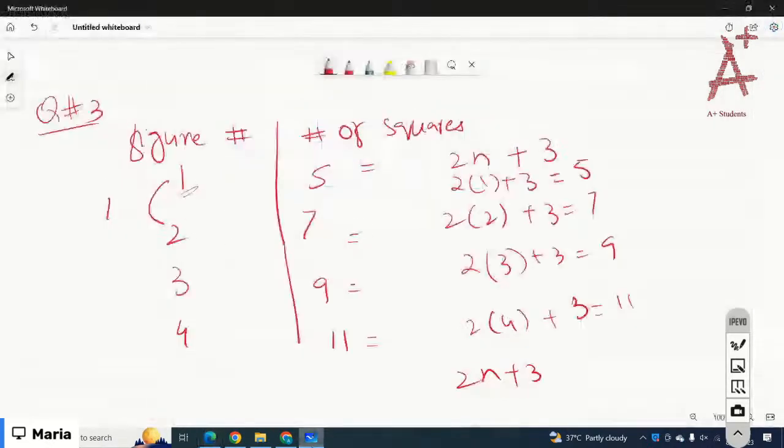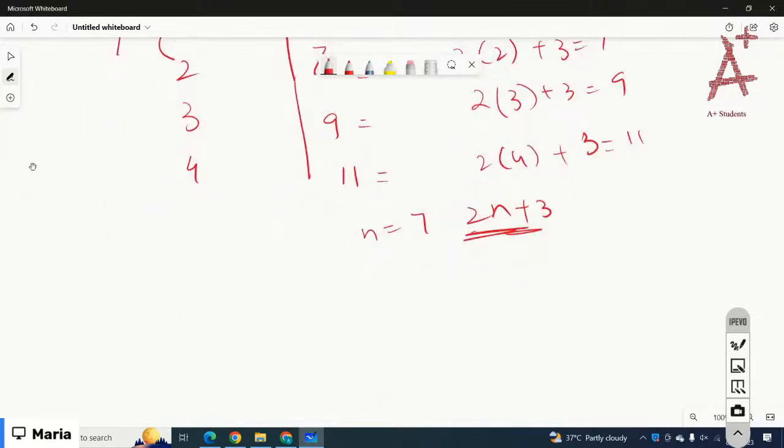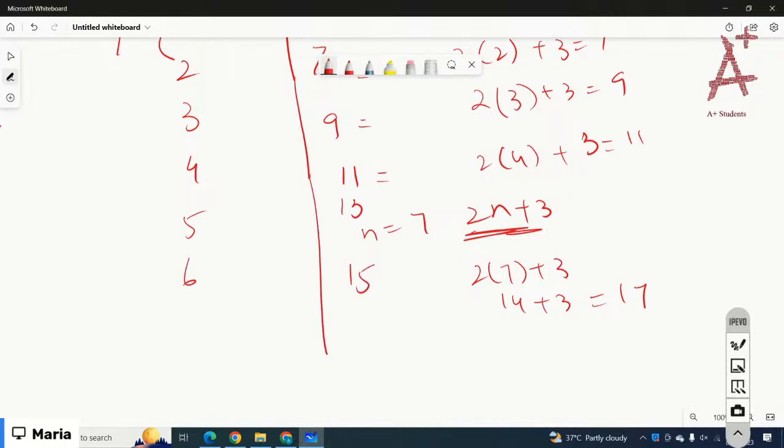Find the number of squares in the seventh figure. Seventh figure, let's just replace n equals 7. You have to calculate how many squares you have in the seventh figure. So you have to do 2 times 7 plus 3, right? 7 times 2 is 14 and 14 plus 3 equals 17, right? Also, you have to check if you are correct. You have to go from here, 5, 13. For 6, they are 15. For 7, they are 17. So, yes, you can see in figure 7 you have 17, right?